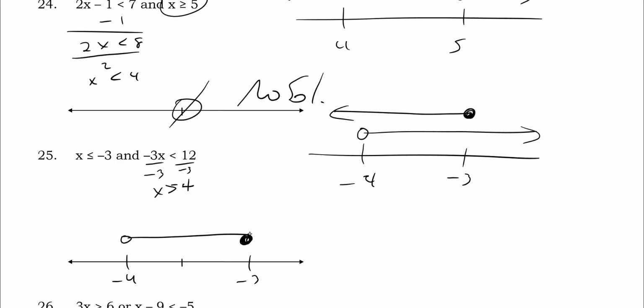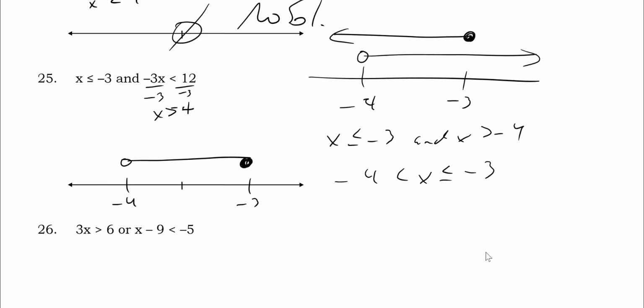Okay? If you want to write it out that way, you can write it out as an and. You can just say x is less than or equal to negative 3 and x is greater than negative 4. Or you can actually write it as between. Sometimes they'll ask you both ways, negative 4 and negative 3.